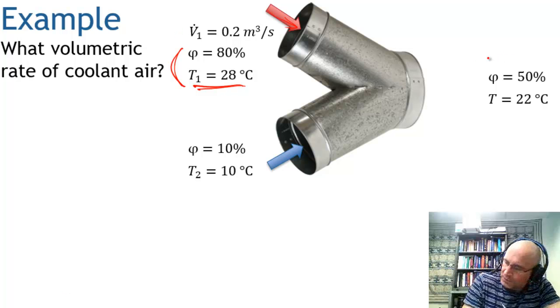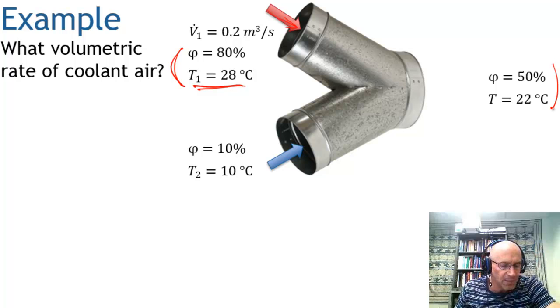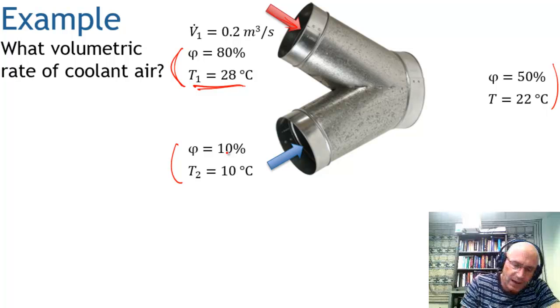What I want to do is mix these together, and I want an outlet condition that is going to be 50% humidity and 22. I'm going to do that by using some cold air. This cold air is going to come in at 10 degrees Celsius and relatively dry at 10%. And I want an outlet of those conditions, which means there's nothing that says that temperature is going to be exactly 22 and 50% humidity. And so I'm going to have some heating.